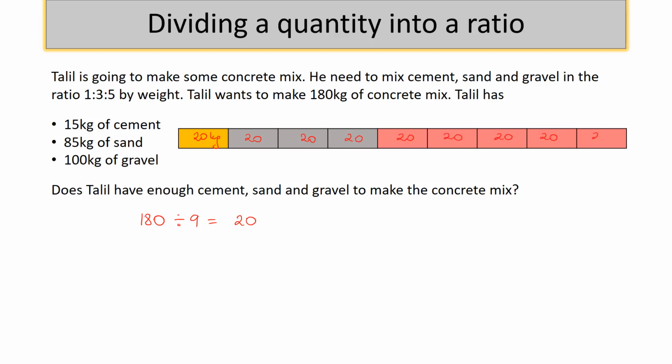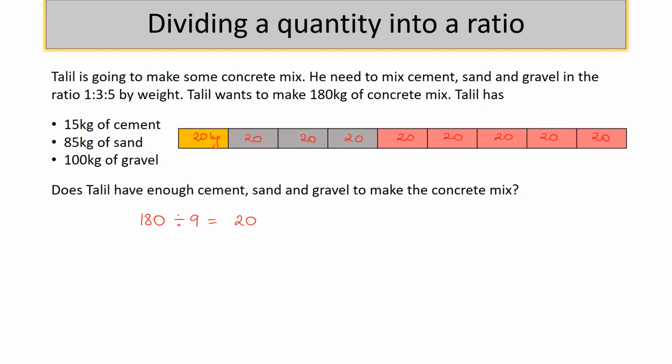So now I know that if he wants to make 180 kilograms of concrete mix, then he will need 20 kilograms of cement. Now I can see straight away that he only has 15. So I already know that he does not have enough cement. But let's have a look whether he has enough of all the other ingredients.